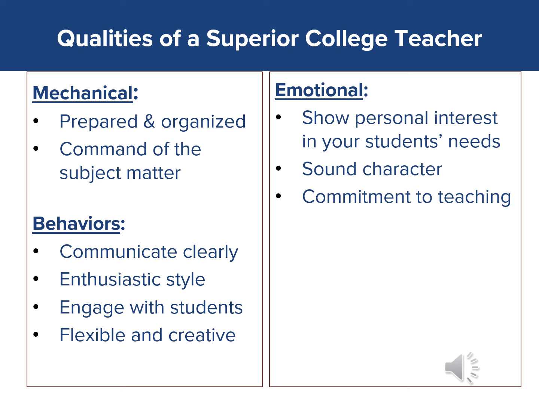In the area of emotional connectivity, make sure that you show personal interest in your students' needs. They're human beings. They're anxious, they're nervous, particularly undergraduate students early in their studies really need someone who cares about them. If they sense that you care, that will help them a great deal. Exhibit sound character, and this is just be honest, be straightforward. Try not to be somebody other than who you are. They pick up on that. And lastly, just make sure that you're committed to teaching. This is hard work and it's important, and they'll pick up on it. They'll know if you're committed.